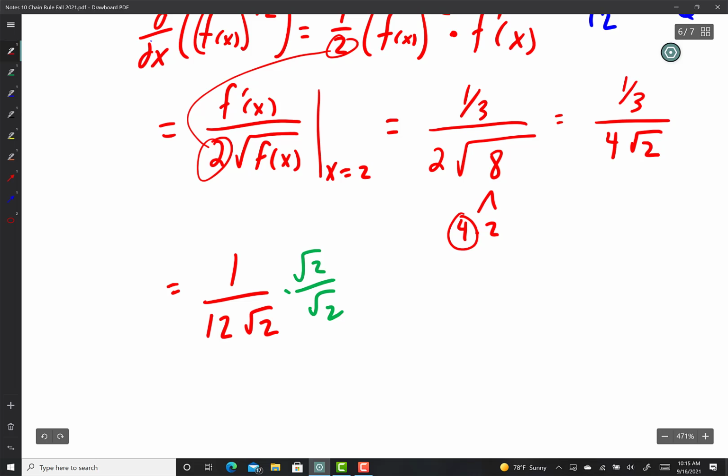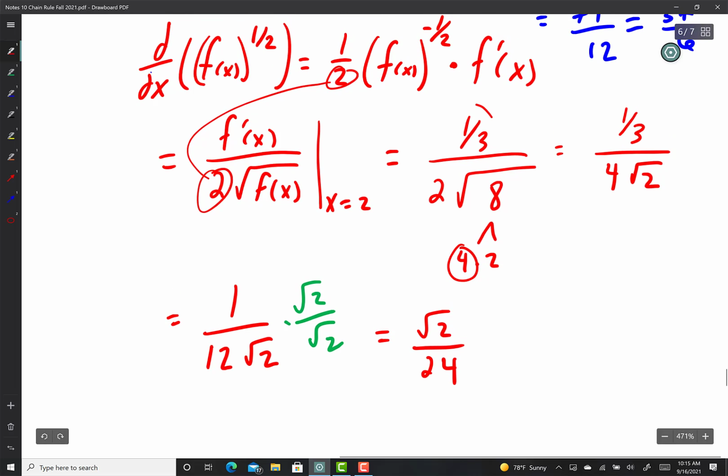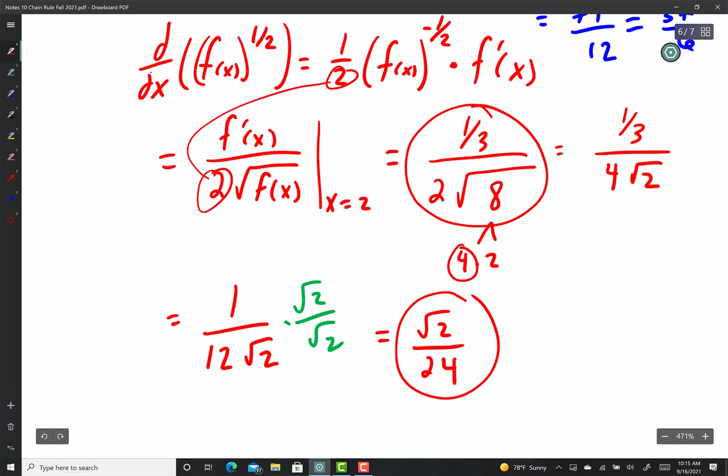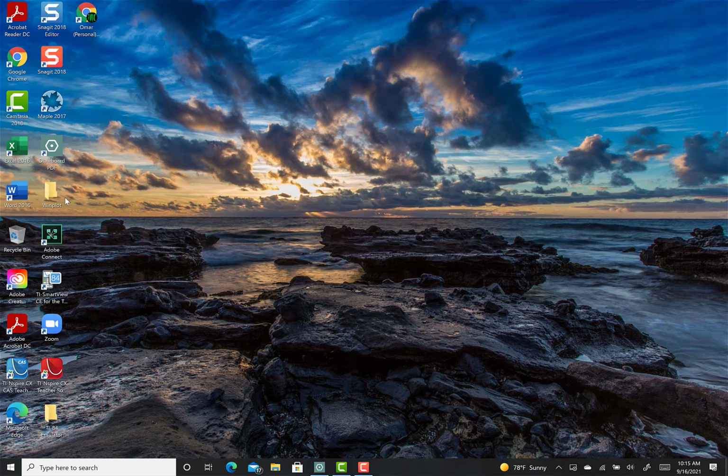So now here's what we have. Square root of 2 over 12 times 2, 24. And that's how you finalize it. And if you type this number, that should be the same as this number. I don't know, let's try it out. Do I have a calculator? I do. Let's just make sure.